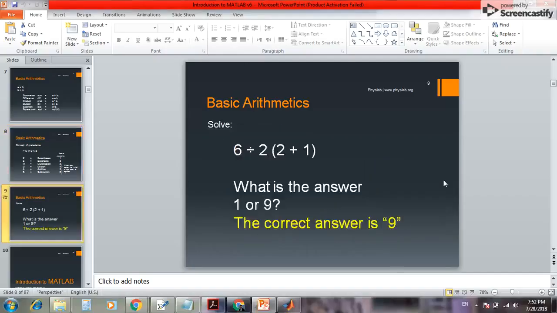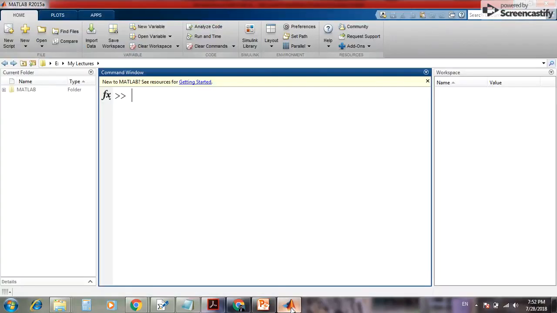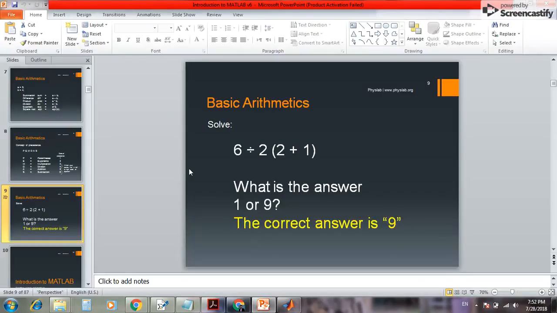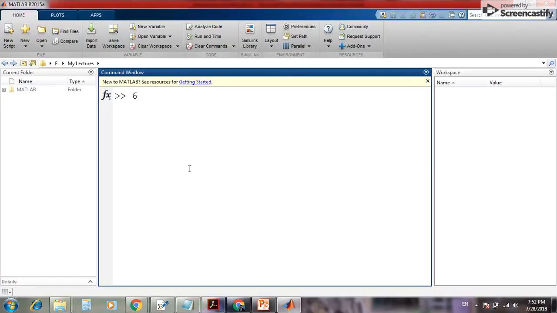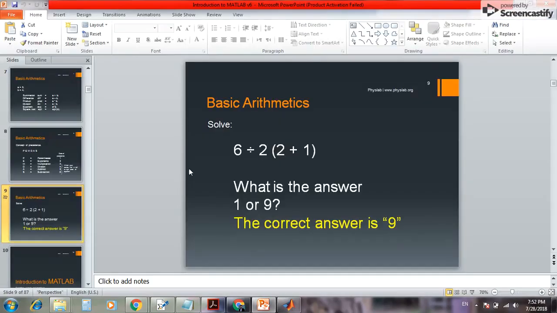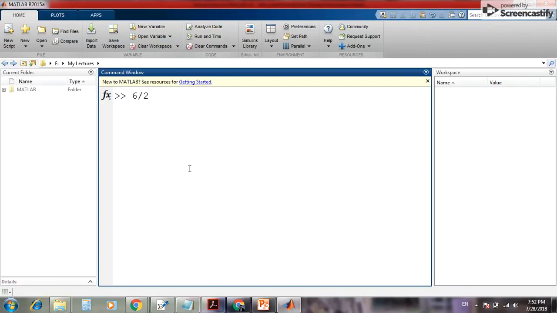Now let's see whether MATLAB follows this precedence or not. So the equation says that 6 divided by 2 multiplied by 2 plus 1. Now remember, if you remove this asterisk from in between, MATLAB does not know what it has to do with these two things. It needs the mathematical operator in order to understand how it is going to solve this equation.